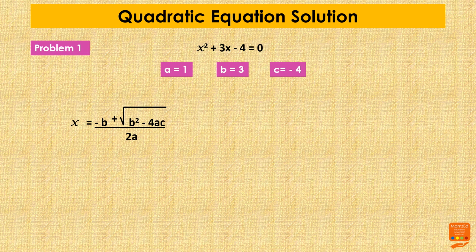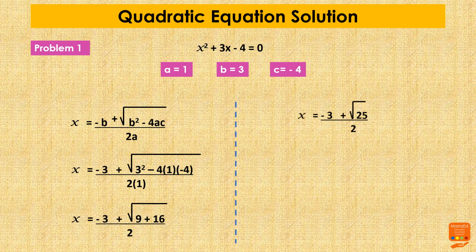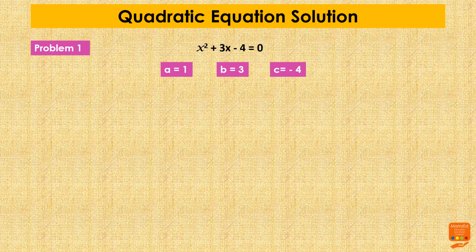We plug in the values, we get x is equal to minus 3 plus square root of 3 squared minus 4 multiplied by 1 multiplied by minus 4 divided by 2 multiplied by 1. Upon simplifying it, we get x is equal to 2 by 2, which means x is equal to 1. So the first solution of this quadratic equation is x is equal to 1. Now let's find the second solution of this quadratic equation. And we will use x is equal to minus b minus square root of b squared minus 4ac over 2a.